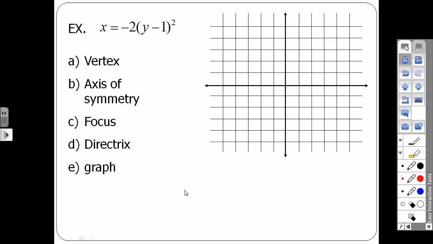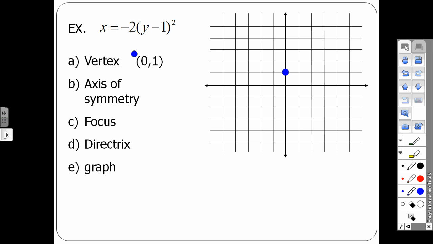Okay, so now you can see right away, this is an x equals a y squared, so this is going to be a sideways parabola. So, first thing, vertex. Be careful. This number right here is the y coordinate of your vertex. Since there's no h out here, that means the x coordinate is 0. So 0, 1 is going to be our vertex. 0, 1, right here.